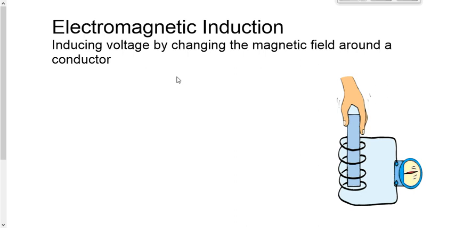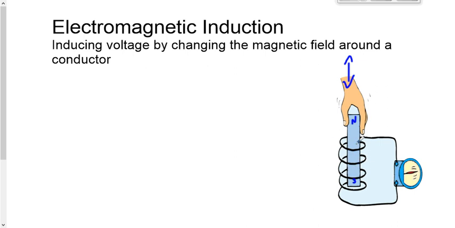Electromagnetic induction is when you induce a voltage by changing the magnetic field around a conductor. You can see in the image that somebody is holding a magnet with a north and south pole, moving their hand back and forth, and the magnet is going back and forth within this coil of wire. A coil of wire is generally called a solenoid, but for our purposes, a coil is just fine.